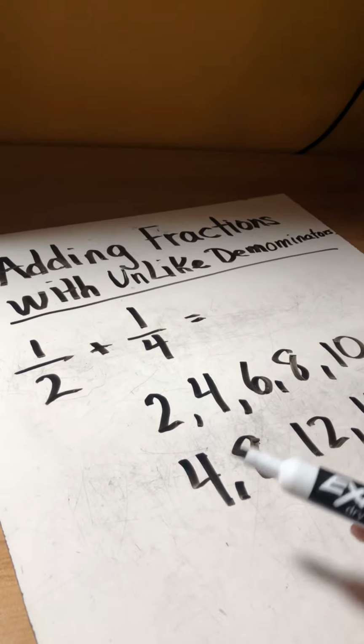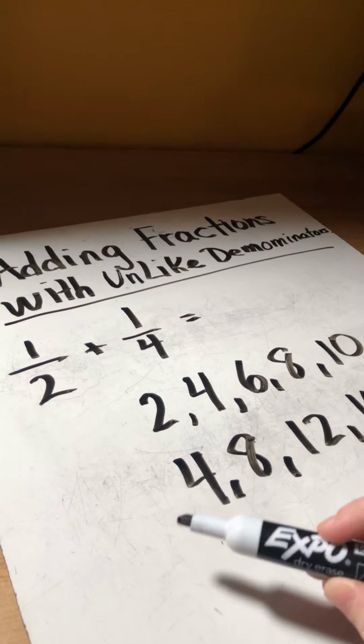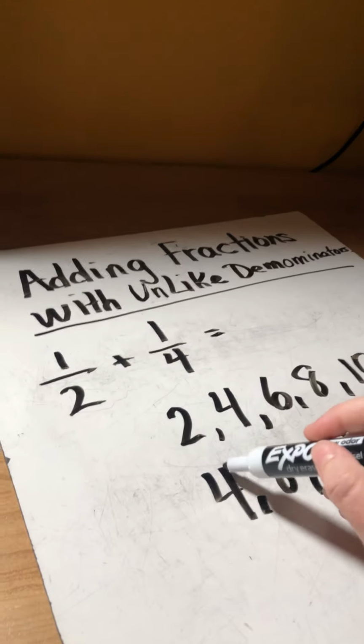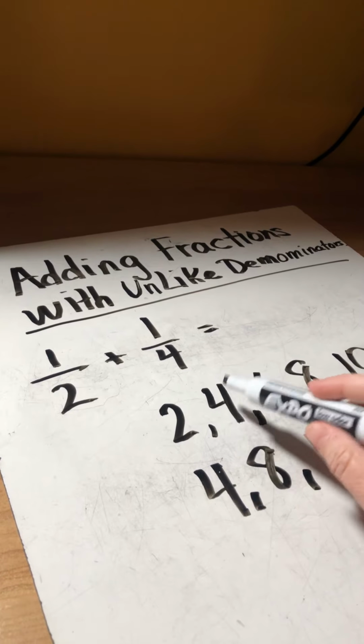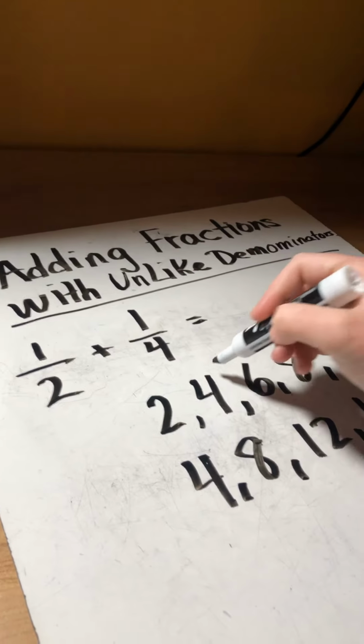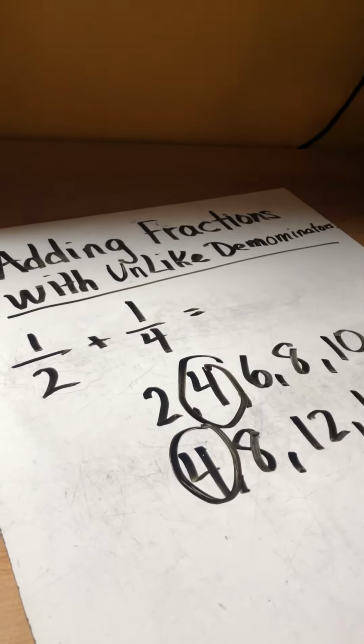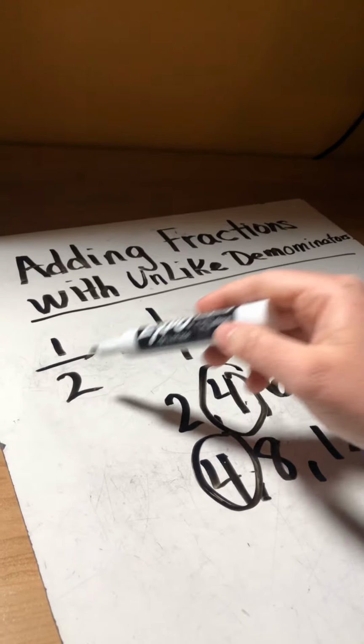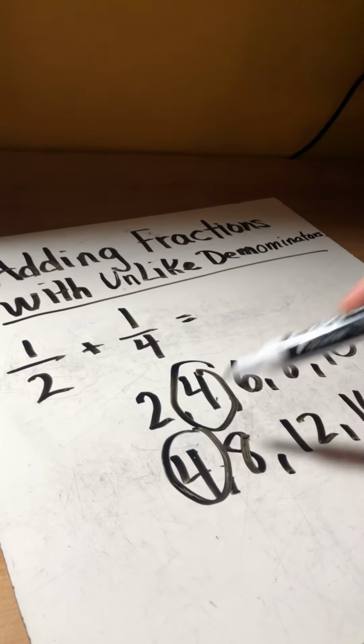Doesn't matter if it goes 2 times, 1 time, or 3 times, we're just going to find the smallest number. So let's see, 2 and 2. 4 and 4, so that's the same for both. So 4 and 4, 2 and 4 can both go into 4. 2 times 2 equals 4, and 4 times 1 equals 4.